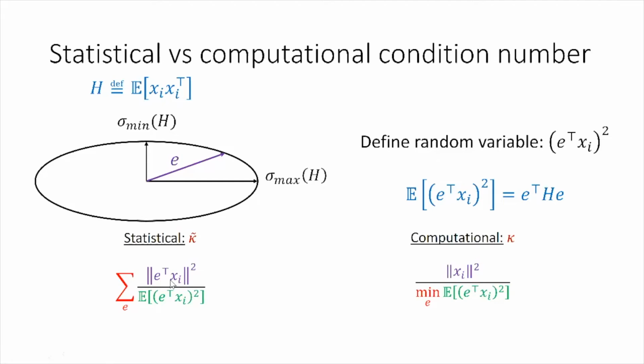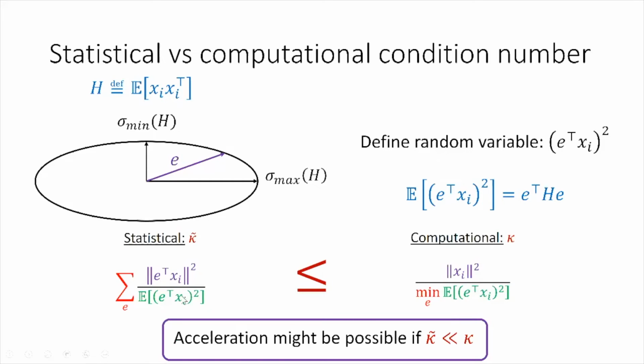So this is what is called the statistical condition number. On the other hand, what we are calling the computational condition number is actually taking a summation over the numerator, but replacing the denominator by a minimum over all directions E. This is what gives us the minimum eigenvector of the Hessian matrix. So once we pose it like this, it's clear that the statistical condition number is always smaller than the computational condition number.